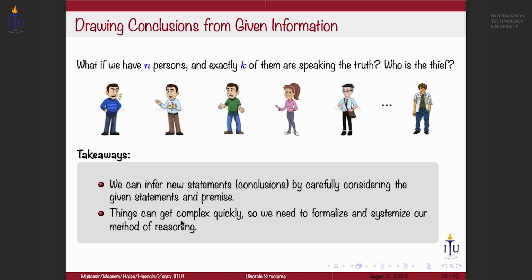This problem could become extremely complex pretty easily, okay, assuming that you have, for example, n people and exactly k of them are speaking the truth, and you have a bunch of other constraints as well. That's why it's important to formalize or systemize the process instead of just concluding a solution, okay?